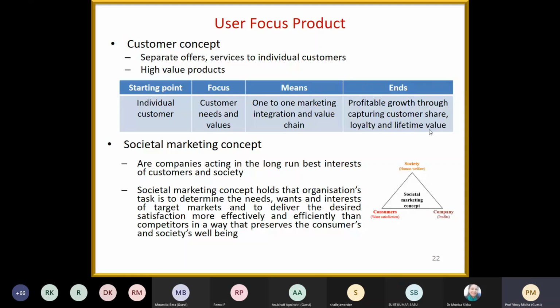So the societal concept will have three corners where the work is to be carried out: on the society, on customers, and for the company also to earn the profits.